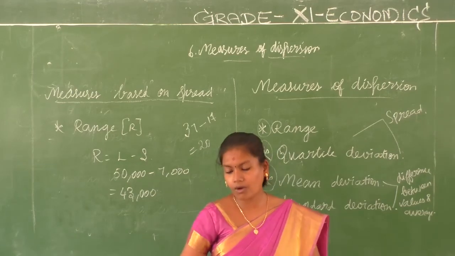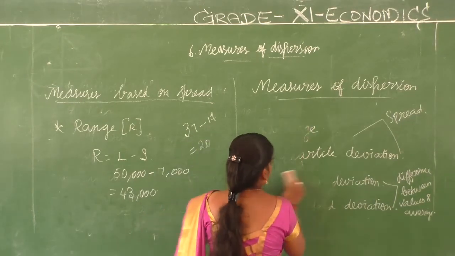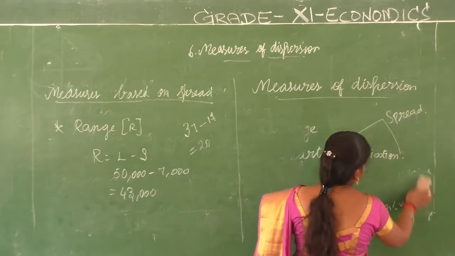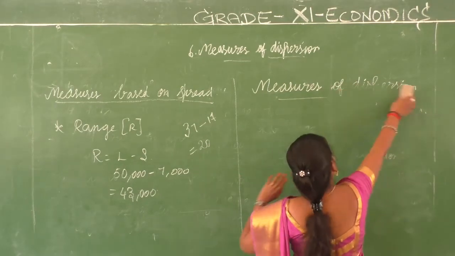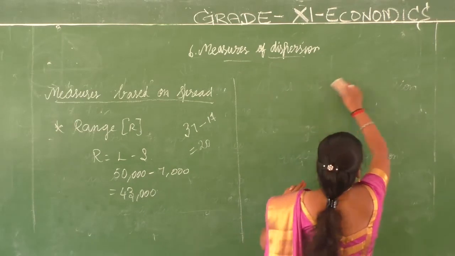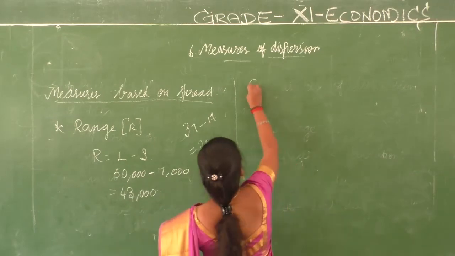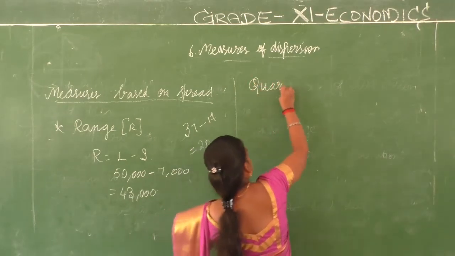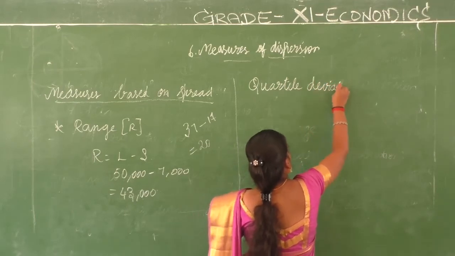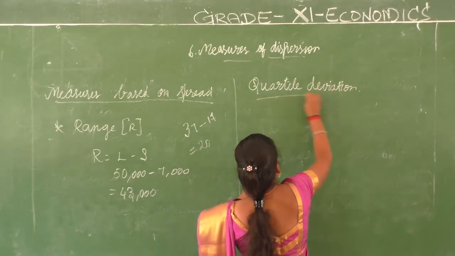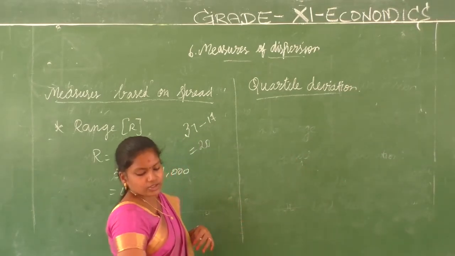Quartile deviation. How are you going to find the quartile deviation? So how did we find Q1, Q2, Q3? What did we have? Three quartiles: Q1, Q2 and Q3. Isn't it, children? So those are the quartiles. Quartile deviation. What are we going to do with this quartile deviation?